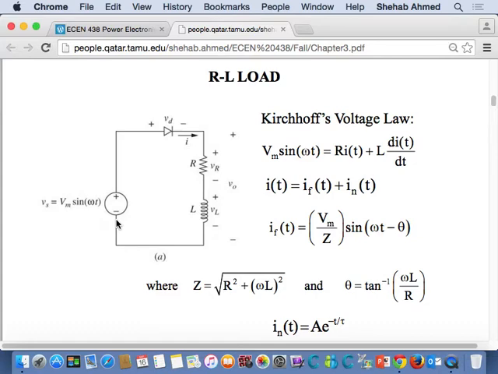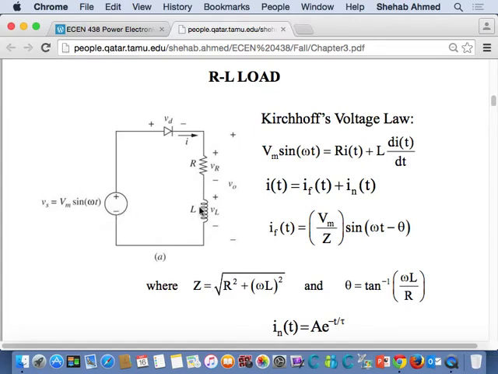So how do you calculate the current flowing through a circuit? This is an AC source across an impedance. How do you calculate the current? It's the voltage over the impedance. So that's the forced response. The forced response is due to the fact that I have a source.